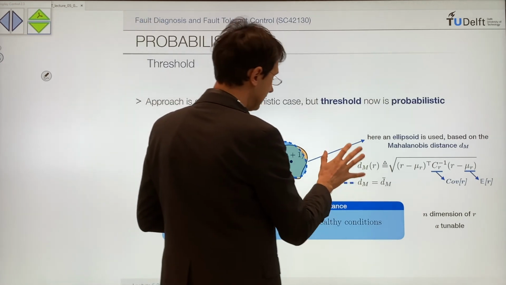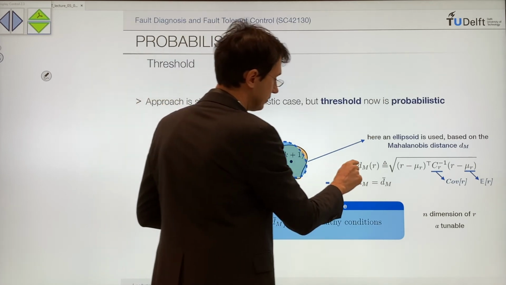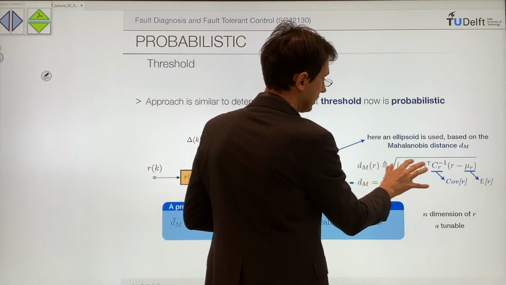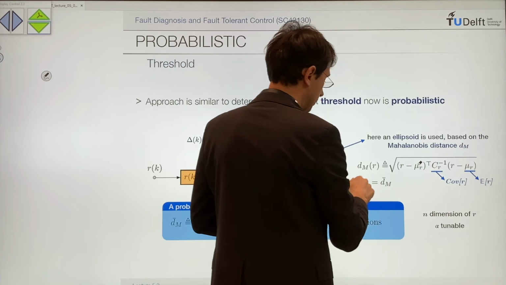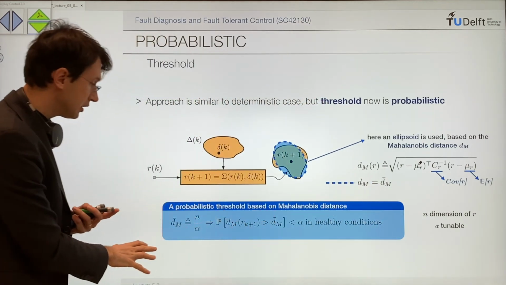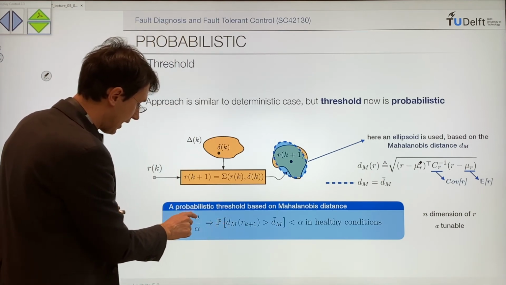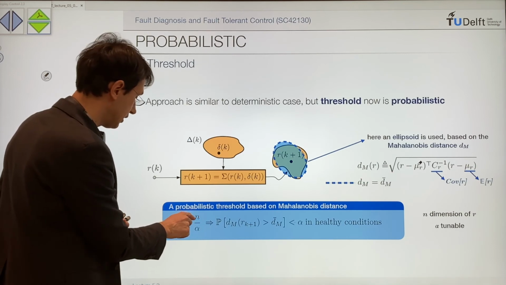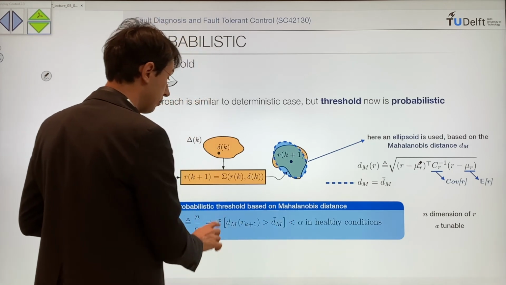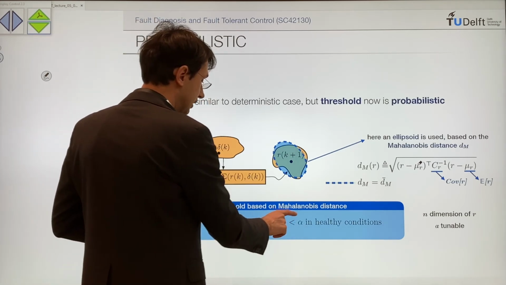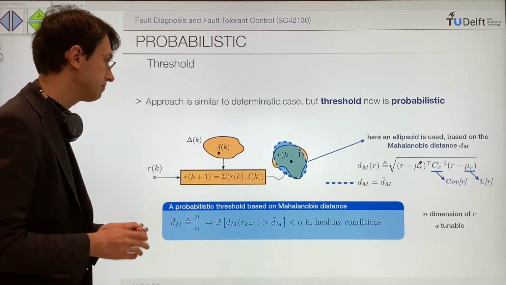So the idea is that once you finally compute the next residual, you compute the Mahalanobis distance of that, and then you compare it to a bound, a threshold d over bar m, that is computed, as we said, using the Chebyshev inequality. So we define it as n, the number of dimensions of r, over alpha, such that this inequality holds. So the probability of having a false alarm is less than alpha. So alpha is something that you can tune to your liking.